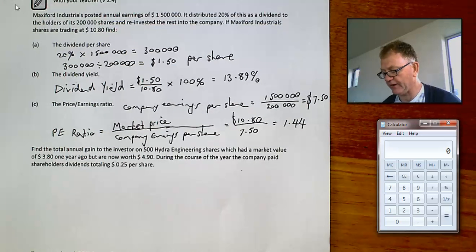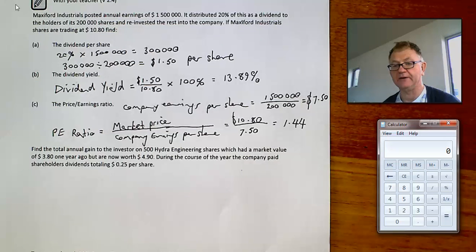Next question asks us to work out how much an investor gains by having a certain number of shares. Now remember that a shareholder can earn money in two ways. The first way that you can earn money out of shares is by getting dividends from the company. The second way you can earn money is if the value of the shares increases.